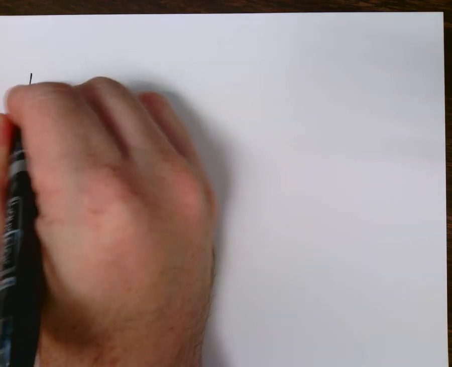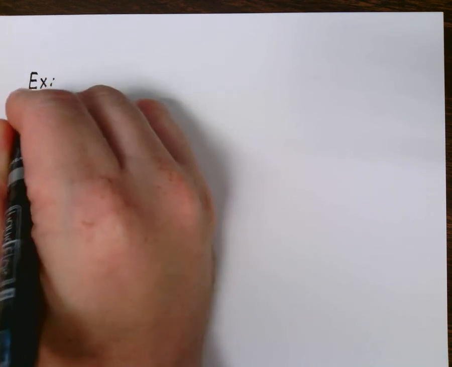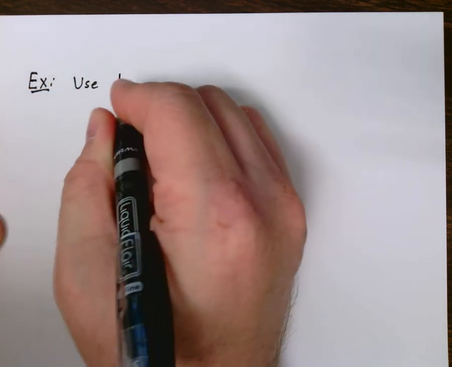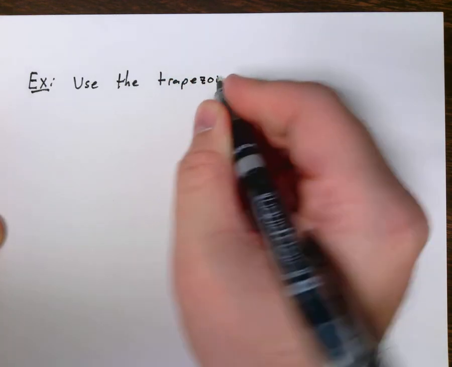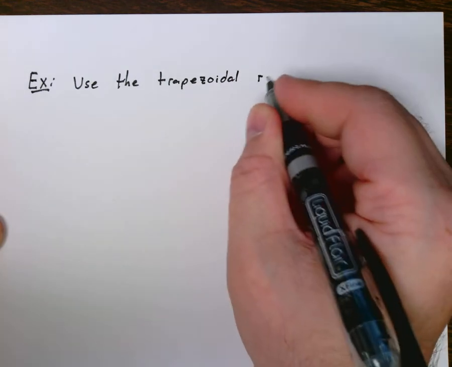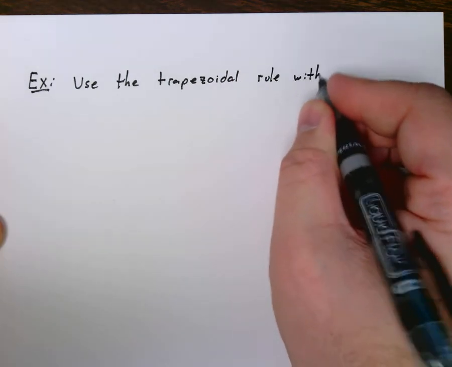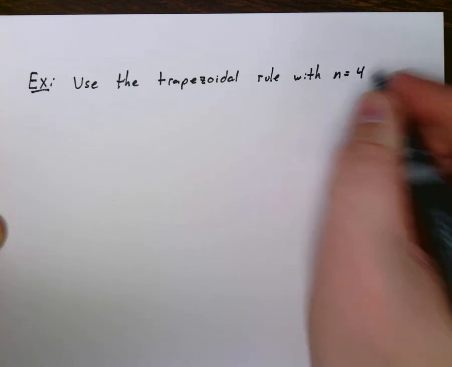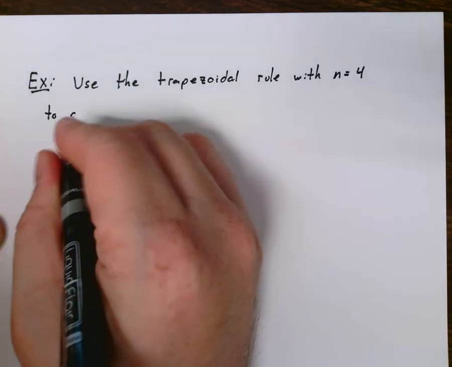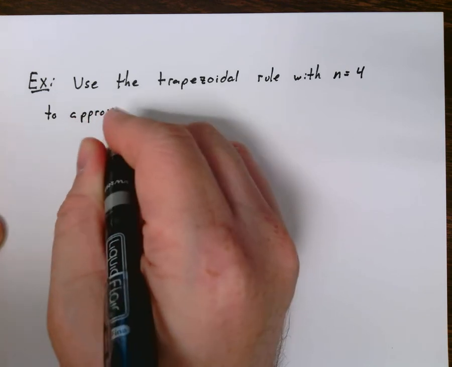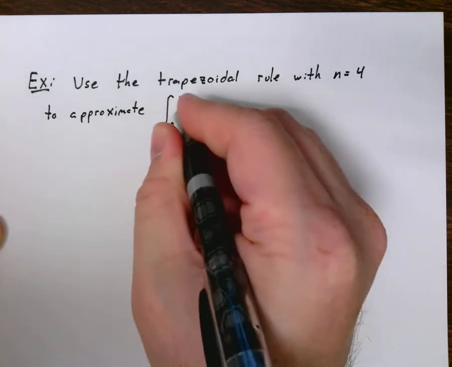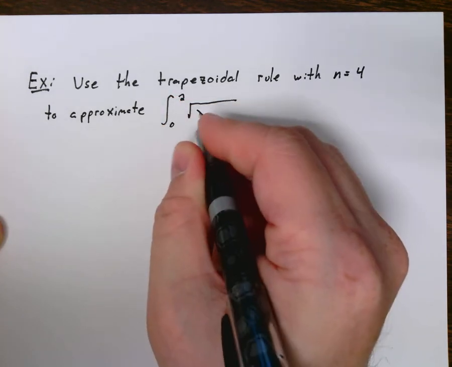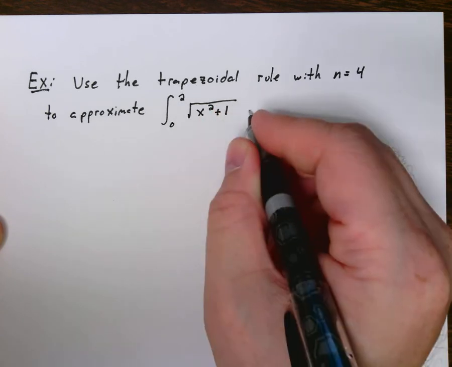Okay, so what I thought I'd do now is just do a couple of examples. So I'll just do two of them. So here, let's do an example. For example, let's say I say use the trapezoidal rule with n equal to 4 to approximate this definite integral, the integral from 0 to 2 of the square root of x squared plus 1 dx.